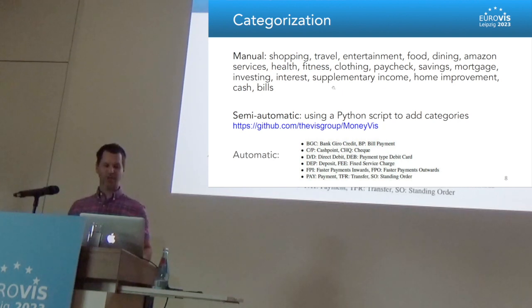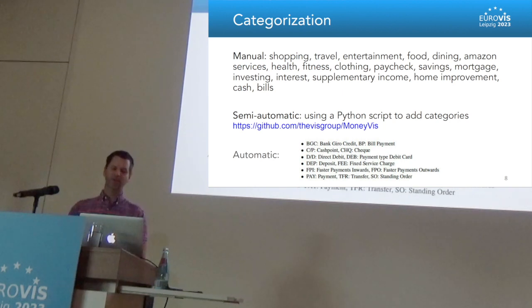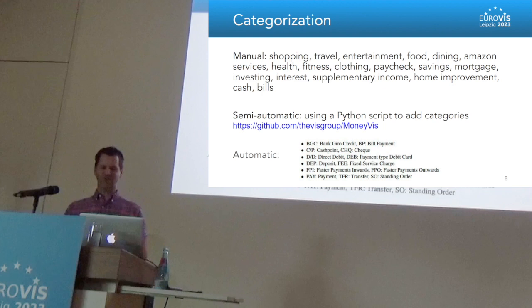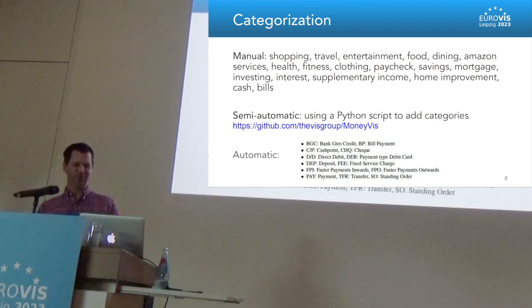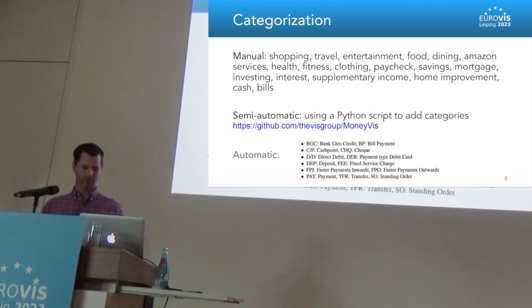And we also did a kind of manual categorization, right? We added these categories like shopping, travel, entertainment, food, dining, Amazon, health, fitness, and so on. So lots of manual work went into that. And as you might imagine, this is certainly not perfect. The categorization has errors.